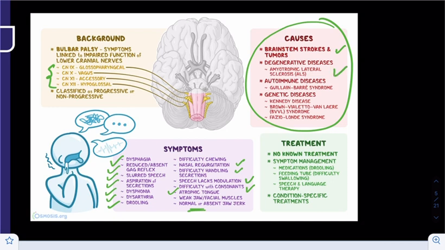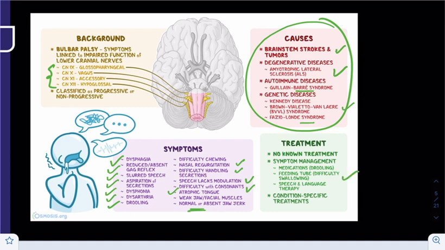And degenerative disorders like amyotrophic lateral sclerosis. See, amyotrophic lateral sclerosis involves both upper motor neuron and lower motor neuron. So the lower motor neuron component of amyotrophic lateral sclerosis is the one which is responsible for bulbar paralysis. Guillain-Barré syndrome is also a type of lower motor neuron paralysis. And the genetic disorders like Kennedy disease, then Fazio-Londe syndrome. So these are the genetic diseases which are responsible for bulbar paralysis.